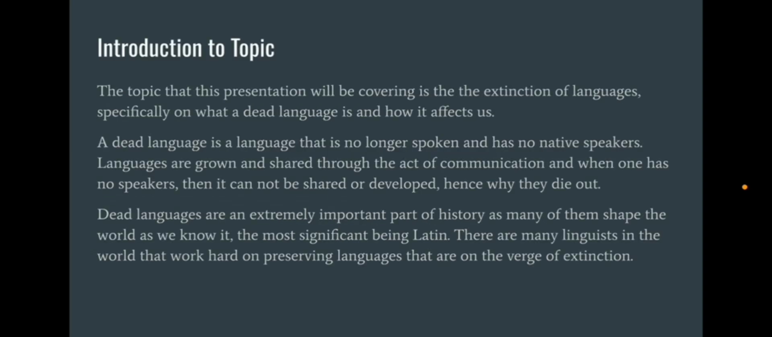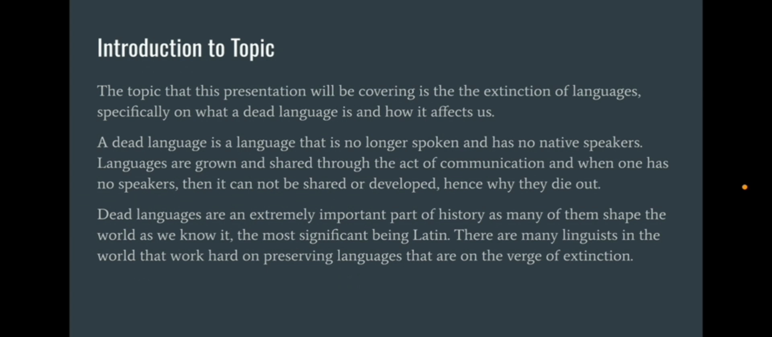So, introduction to the topic. The topic that this presentation will be covering is the extinction of languages, specifically what a dead language is and how it affects us as a society. A dead language is a language that is no longer spoken and has no native speakers. And native speakers are those who are born and raised speaking that language.